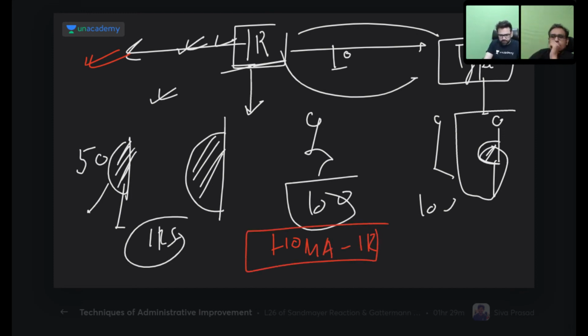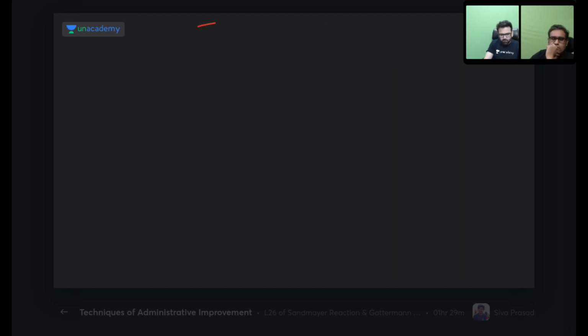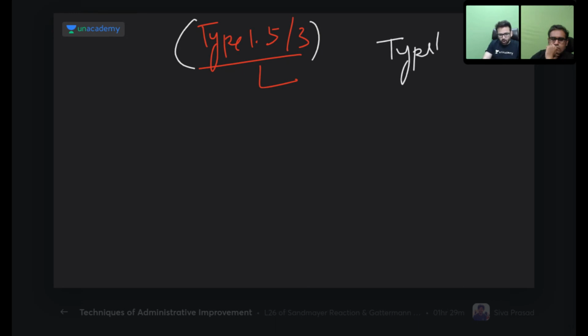Now, what is type 1.5 or type 3? Is it a variant of type 2 or type 1 diabetes? What do you think? Yes, very good. It's a variant of type 1, or you can say LADA. LADA means latent autoimmune diabetes of adults. I have told you autoimmune is in the young.